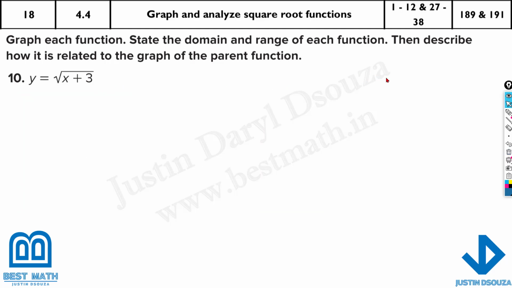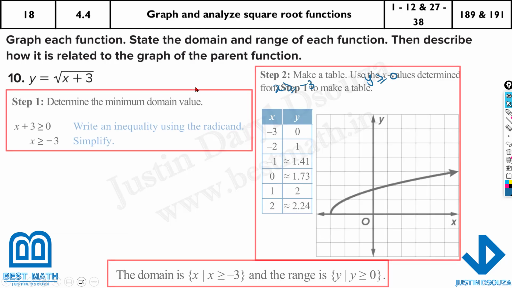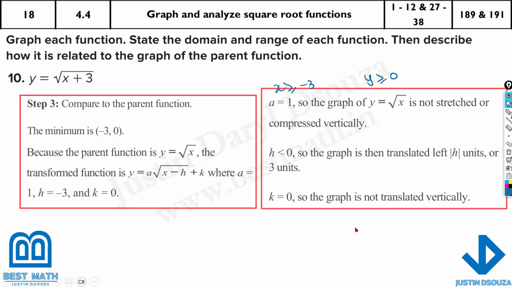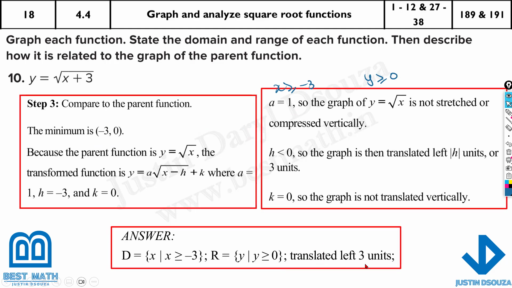How about this problem? See, these are all the same. I'll write the domain first. x is greater than or equal to minus 3. y is greater than or equal to 0. There is a translation of 3 units left, because it's minus 3, that means it goes left. And that's it, there's nothing other. See, it's translated 3 units left.